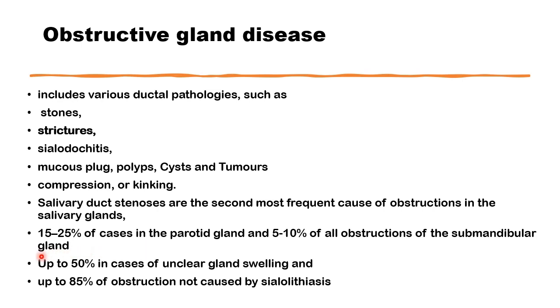Even more interestingly, up to 50% of the cases in which there is an unclear recurrent gland swelling, the cause would be a stricture in the duct system, and up to 85% of all obstruction not caused by stones would be due to strictures in the ducts.